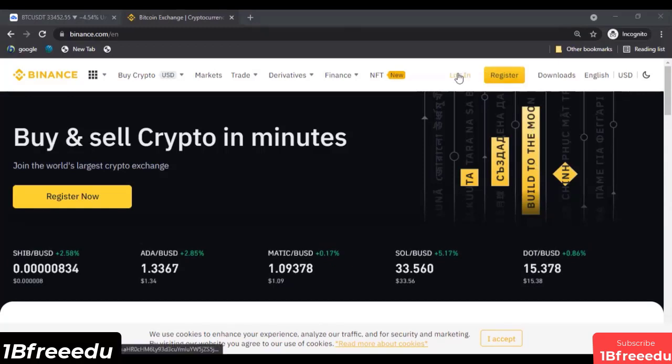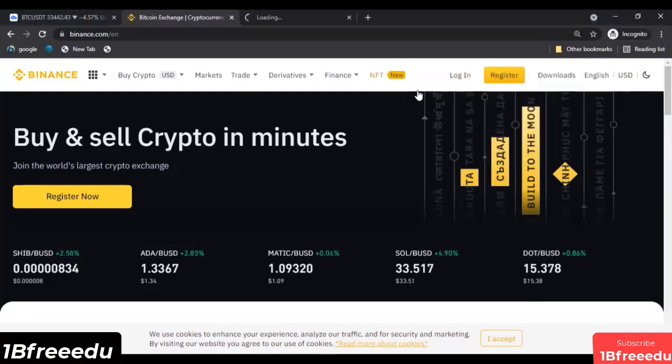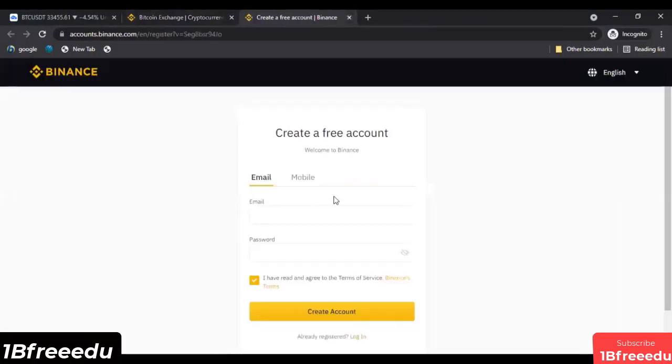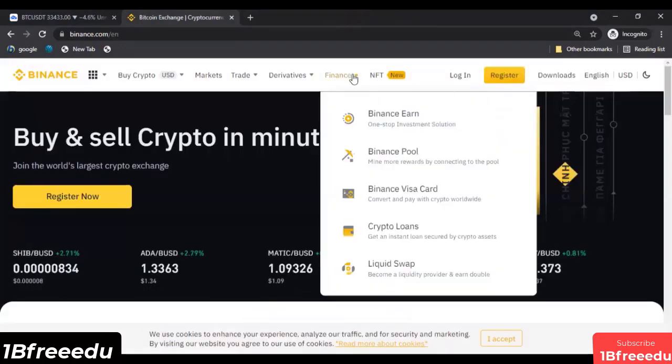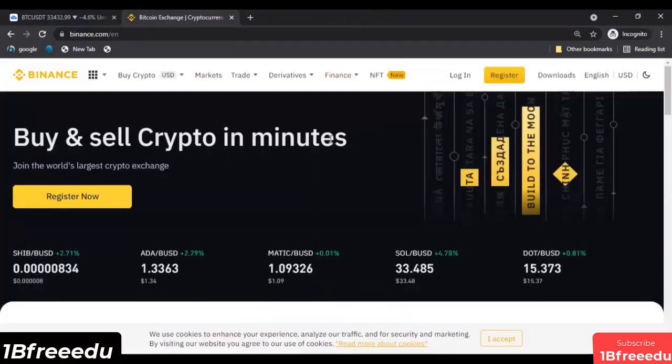So creating an account is no big deal. What you have to do is click on register, and then you will have to create an account. It will first verify your email address, and then it will ask you to add your CNIC or national identity card or passport, which can verify your actual identity.